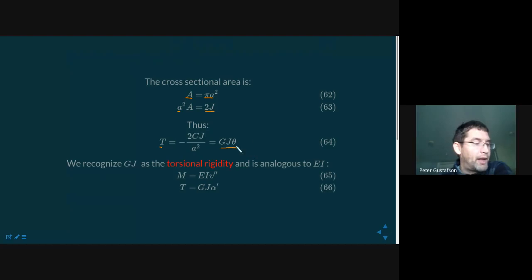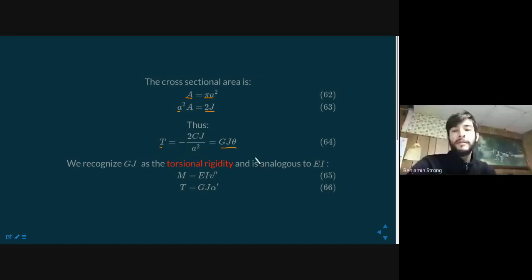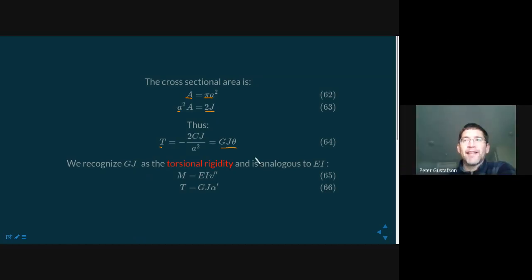Anybody remember what theta is? The angle of twist? Well, in fact, it's not the angle of twist, it's the rate of twist. It's the derivative of the angle of twist with respect to the z-axis. So I want to distinguish two things. One is the total twist, and one is the derivative of that with respect to this axis. And theta is the derivative form.